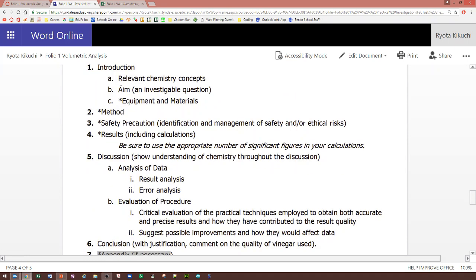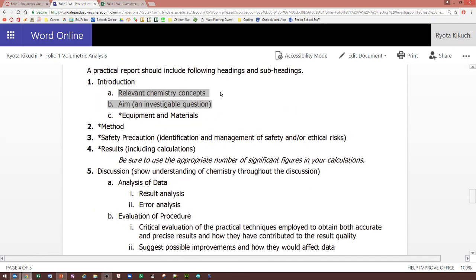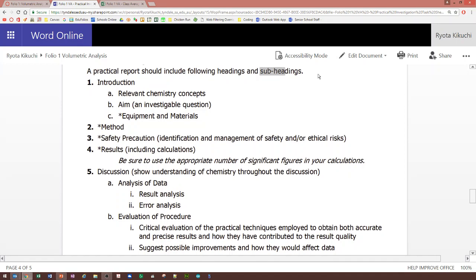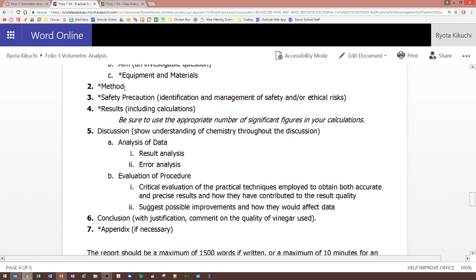So breakdown of introduction: relevant chemistry concepts. You can copy a bit of the context that's given in the task sheet. Aim needs to be part of the introduction. I would suggest you use these as subheadings though, okay? Apparently now, equipment and materials is part of the introduction, but not counted towards the word count. Method, rewrite it in the way that you did the prac. So past tense, passive form, okay?